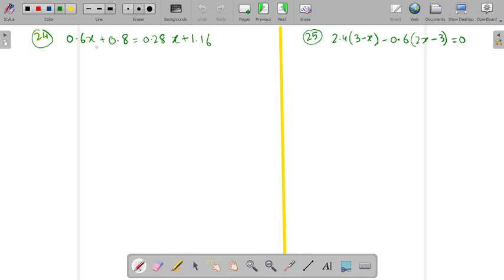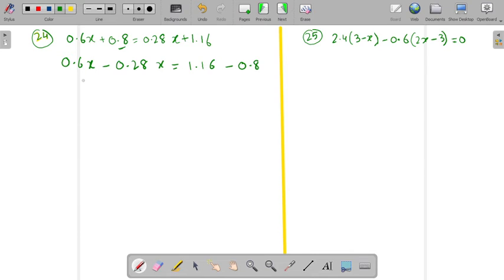Look at the 24th question. In the 24th question, the terms are in decimal. So don't worry, we will follow the same procedure by shifting the terms on the same side. So 1.16, this 0.8 will be shifted over here. It will come like this. Now what should be the next step? What will we do? You will do the subtraction.